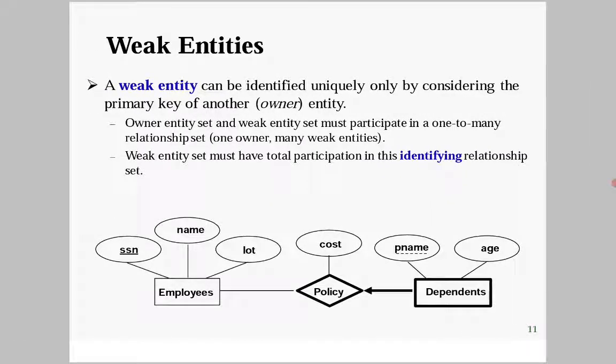So it is another example for drawing ER diagrams. Employees, policies and dependents. So employees may take policies with their dependents. Here employees and dependents are two entities, employees with SSN, name, lot, and dependents is another entity with parent name and age. Policy is a relationship with cost.